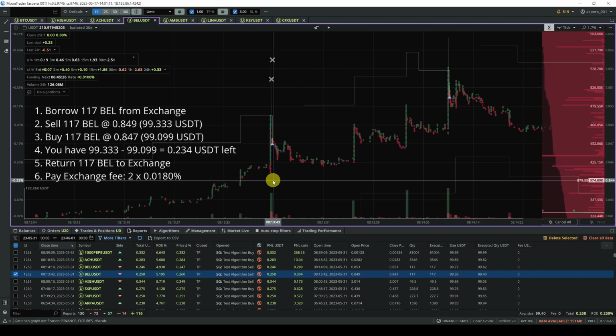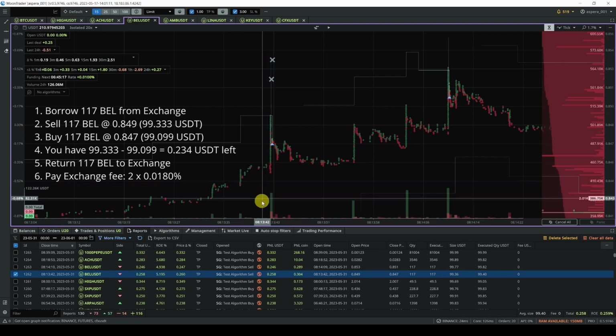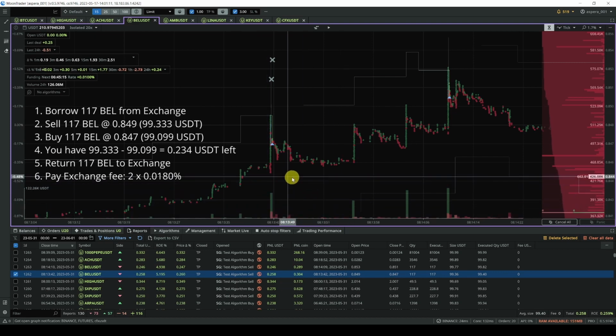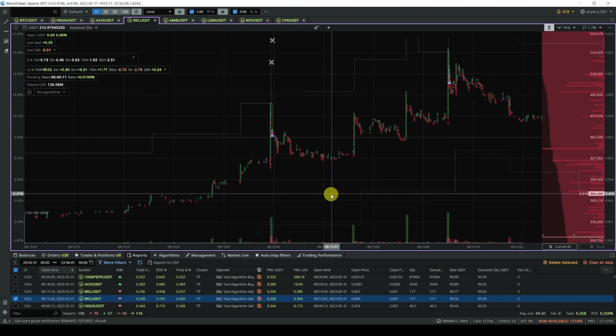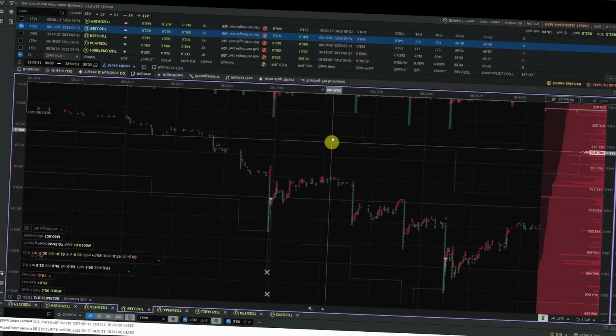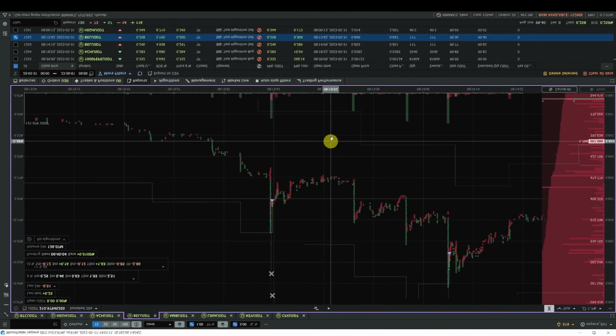And that's pretty much it. You have a few extra steps where you borrow and where you return the coin to the exchange. But other than that, it is very similar in its mechanics to the buy side. And if you were actually to flip around the graph along the horizontal axis, it will look pretty much exactly as a buy side shot would look like.